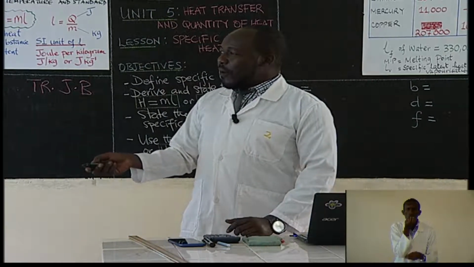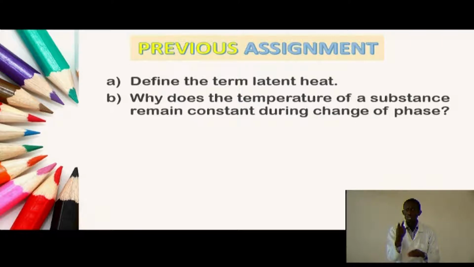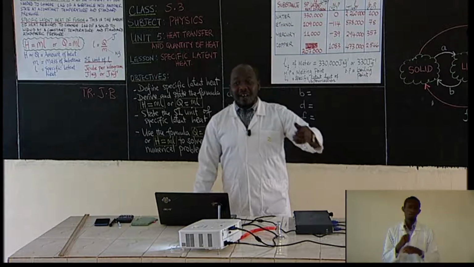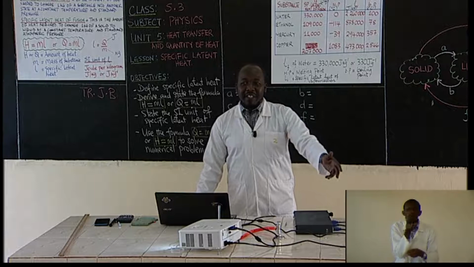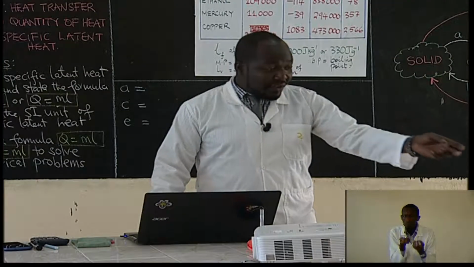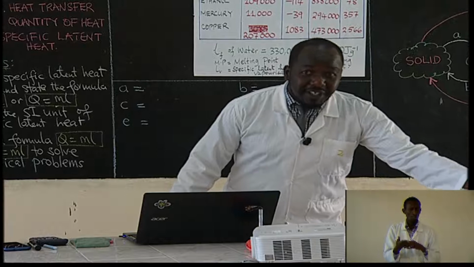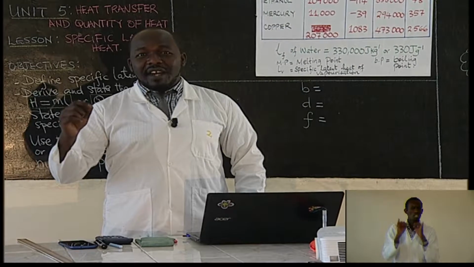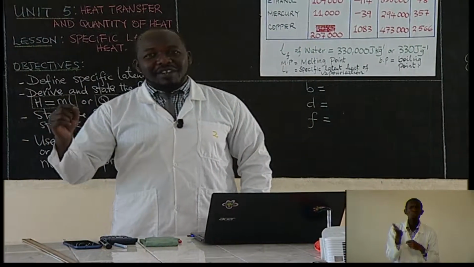Then 2, why does the temperature of a substance remain constant? I'm going to note down something small so you may be able to remember. During change of state, if you remember, we performed some experiments here where we heated some wax and melted it. We melted lots of other substances, including crayon. You remember the crayons that we burnt here that melted? So we said, during change of state, the temperature remains constant. So we are asking, why does the temperature remain constant?